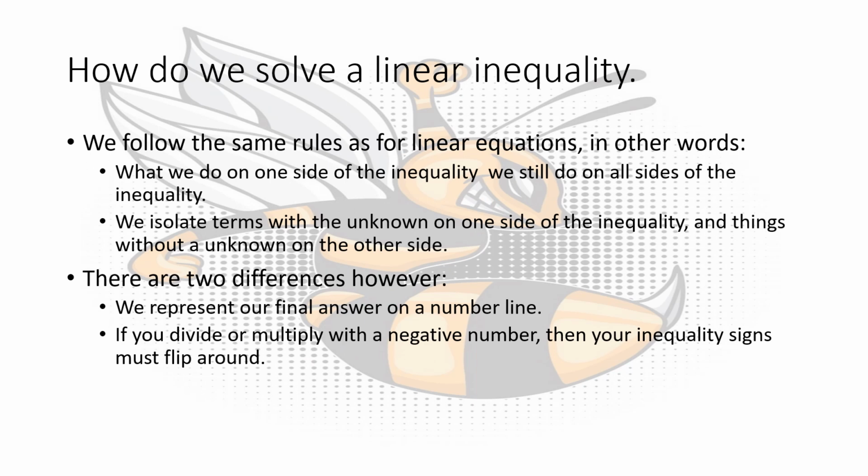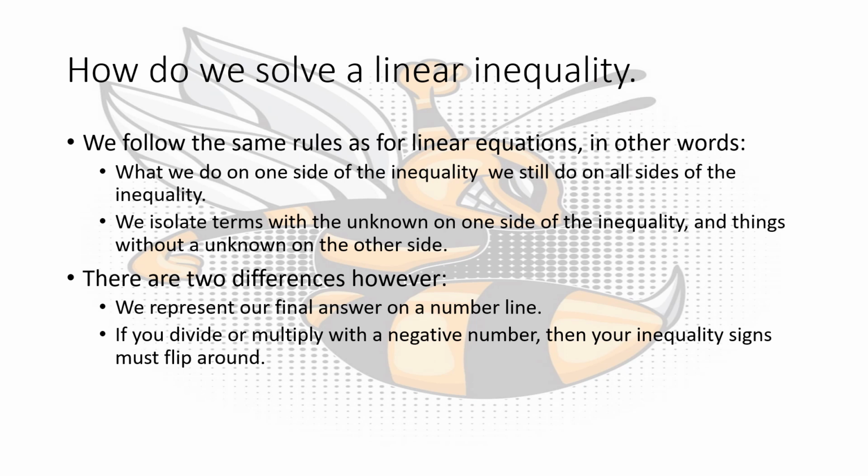Let's move on then to how to actually solve linear inequalities. It's not all that different from solving linear equations. We do what we do with linear equations. What we do on one side of an inequality, we still do on all of the sides of the inequality. When we isolate terms with the unknowns on one side, we still throw everything without unknowns to the other side. So our rules there are the same.